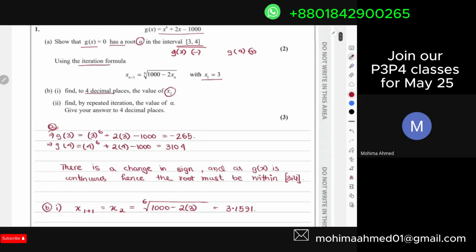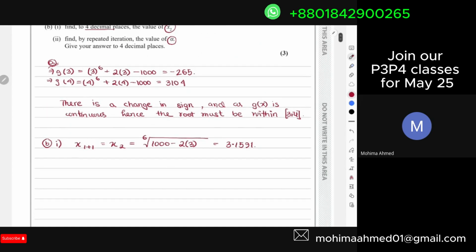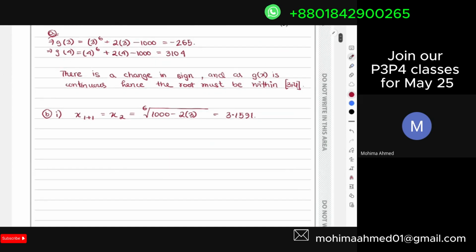3.1591. After this, they're asking you to find the value for alpha using the repetitive process. Repetitive iteration means I have to continue this value for x until I get the same value again and again. So in that case, I have to calculate the value for x3. That's going to be 1000 minus 2 times 3.1591, and everything under the root of 6. So you get 3.1589.